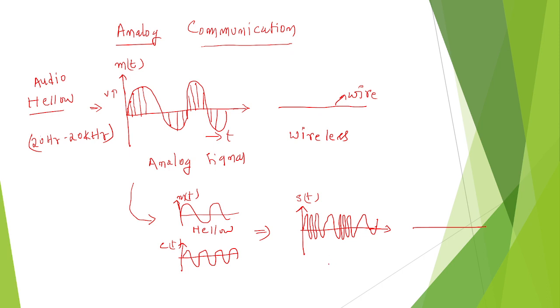Even after modulation, you can see this is an FM signal, frequency modulated of course, but it is an analog signal. If you transmit an analog signal, then it is named analog communications.